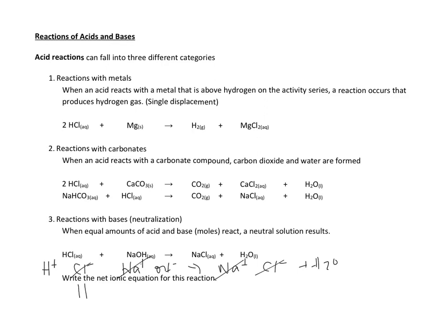For every H plus, you will have one OH minus, and they will make one water. So if you have two hydrogen ions, two hydroxide, you will make two water.